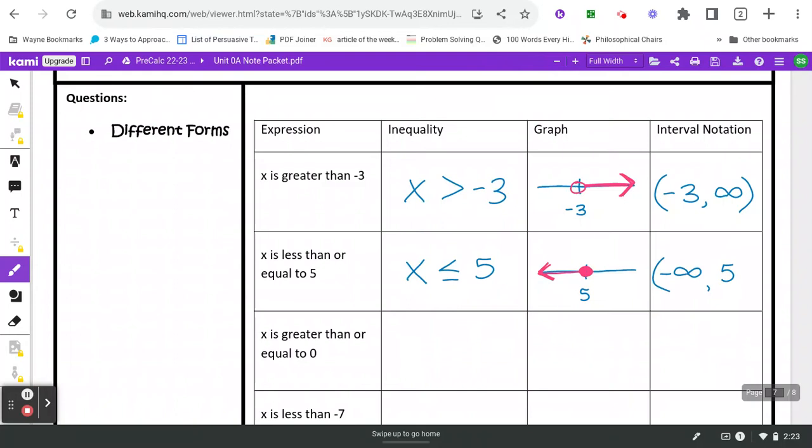Now, one thing here to note, 5 is going to receive a bracket. Anytime you have an "or equal to," or a closed-in dot, when you have those two things, you're also going to have a bracket.